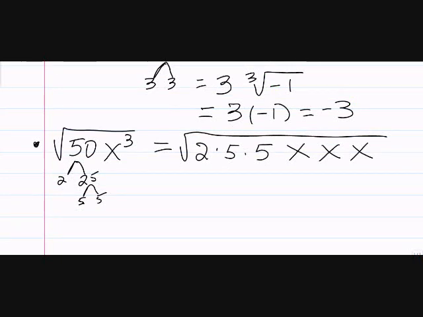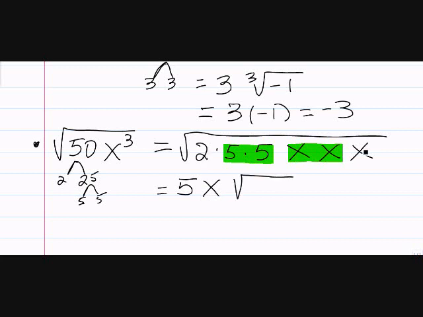All right. Since this is a square root, any pairs I can bring out. Bring out the pair of 5s, and that means I've got a 5 outside the radical. Bring out a pair of x's, and I've got an x outside the radical. There's no pair for the 2, there's no pair for that leftover x, so those two stay inside the radical. So this is 5x times the square root of 2.